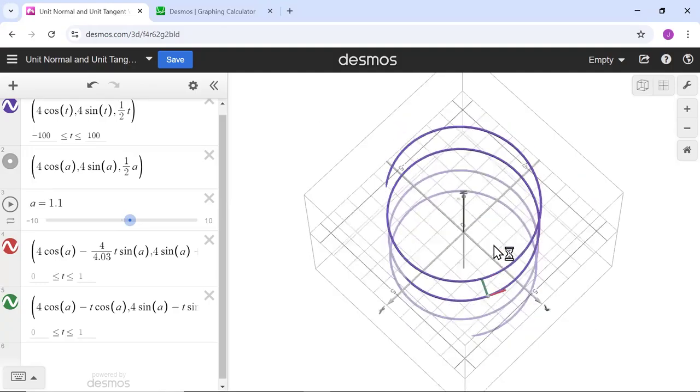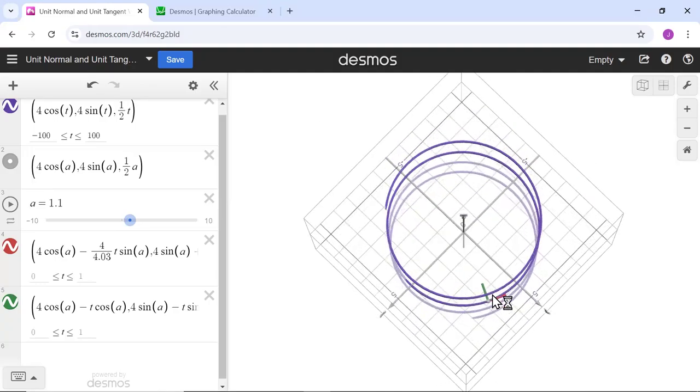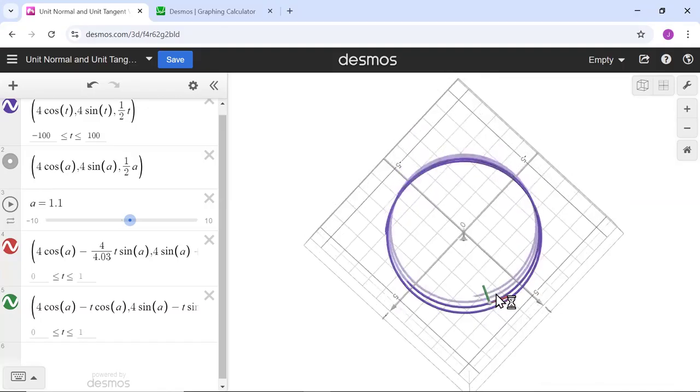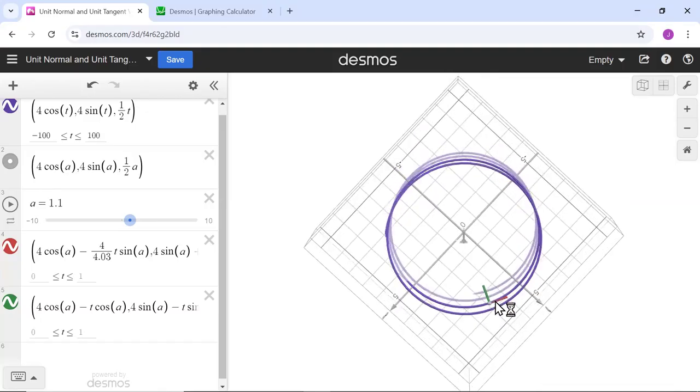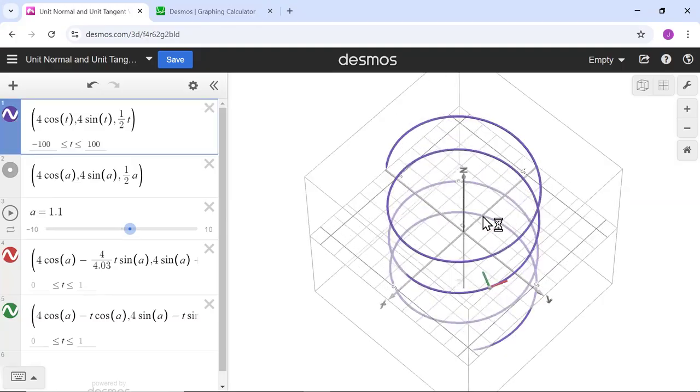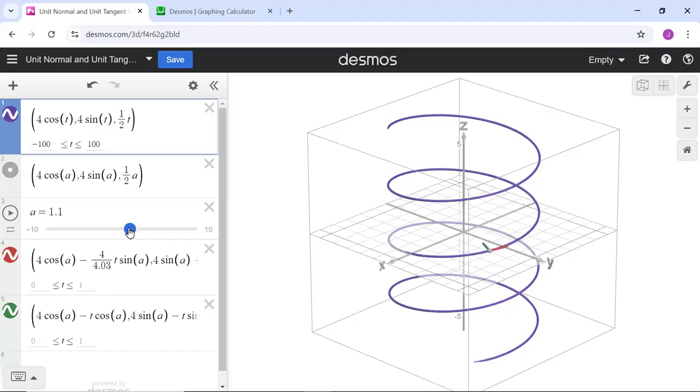They are orthogonal. If you look straight down, you can see that they're hitting at 90-degree angles. And that works for every vector or every point. So if we start really low on our graph, we get a point down here, and tangent is always pointing in the direction of the travel. And the unit normal vector is always pointing in a direction orthogonal to the travel.